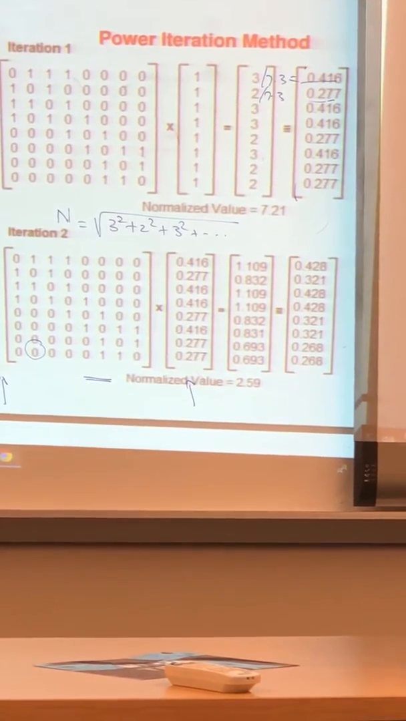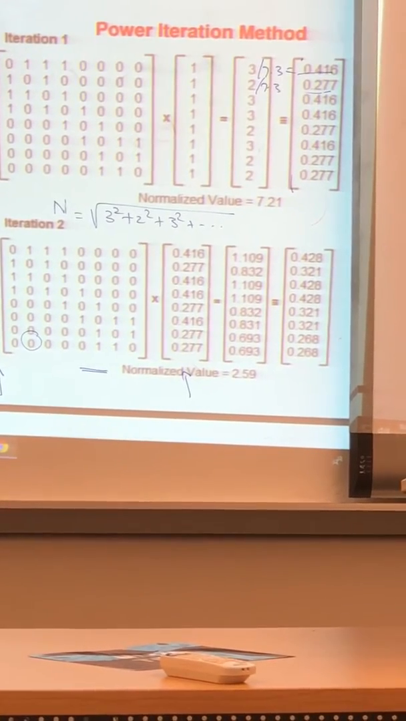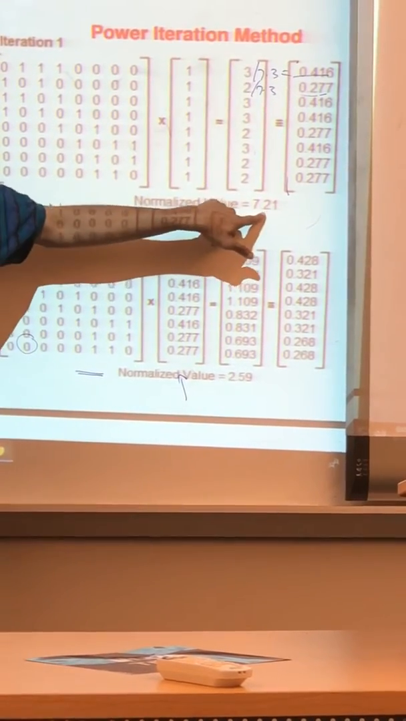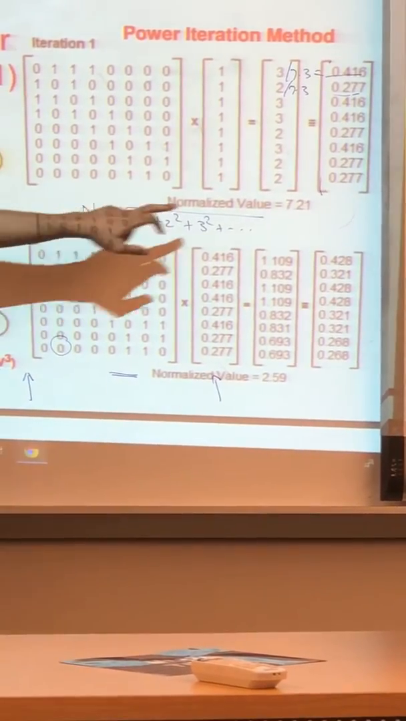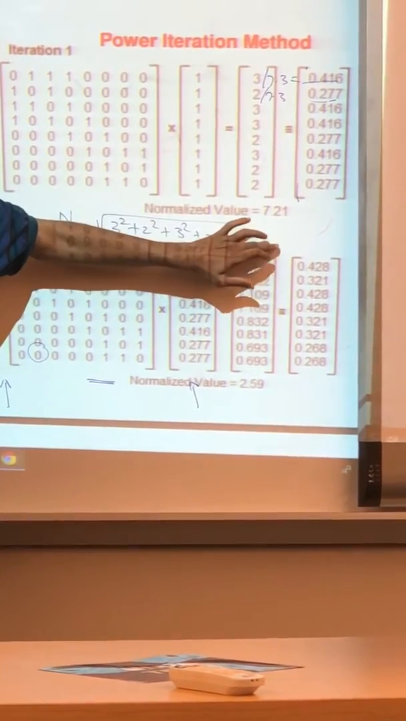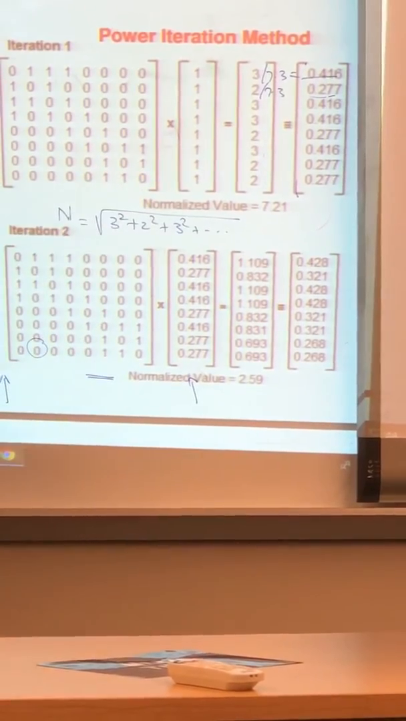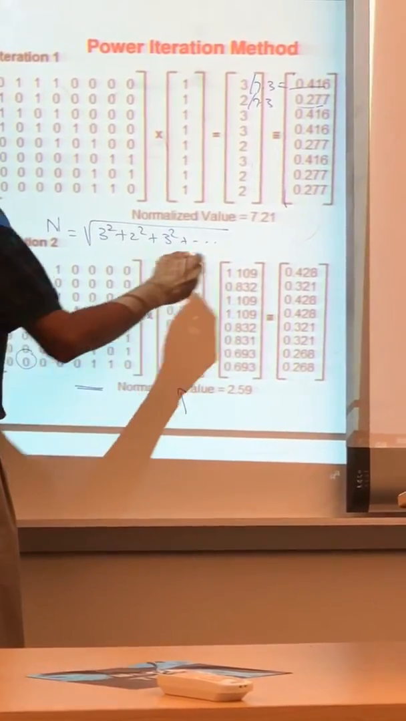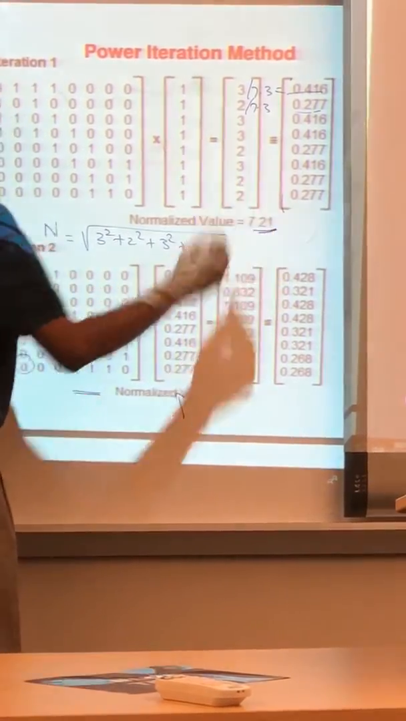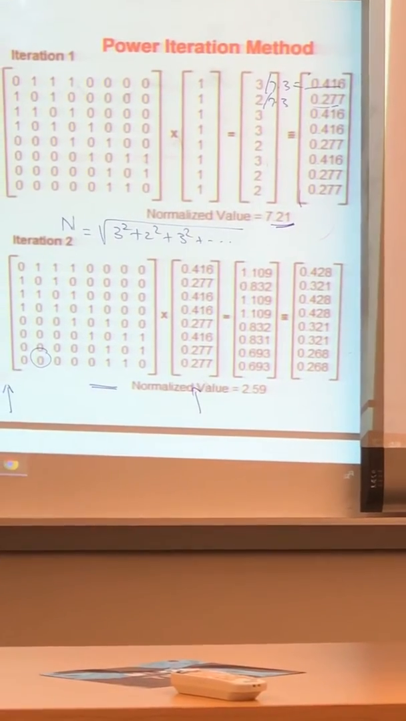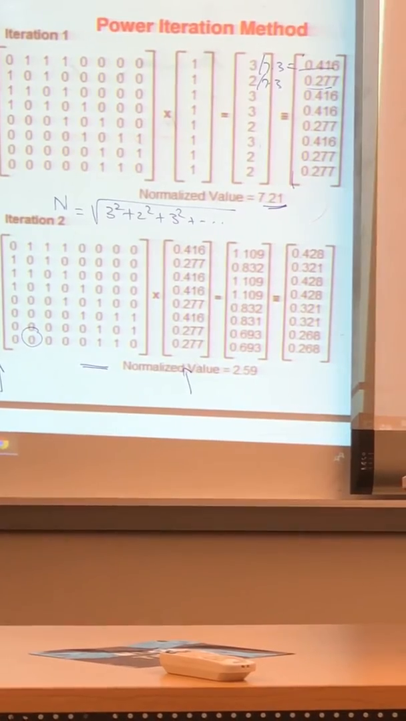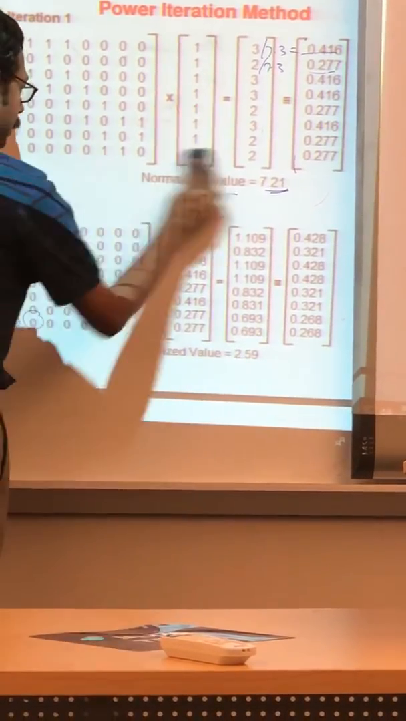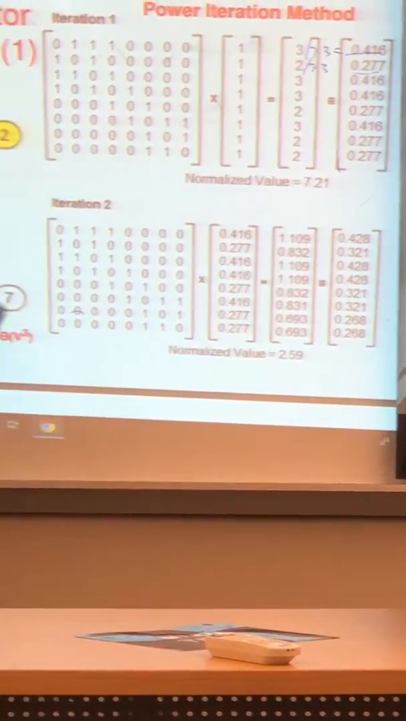Okay? So now, that's the first iteration. Well, actually you have 7.21, that's the normalized value. Okay, so I have to put it here. So it's not 7.3, it's 7.21. Is that clear? So that's the square root of this. So this is the square root of the sum of the squares. Alright, so now repeat the process for each iteration.